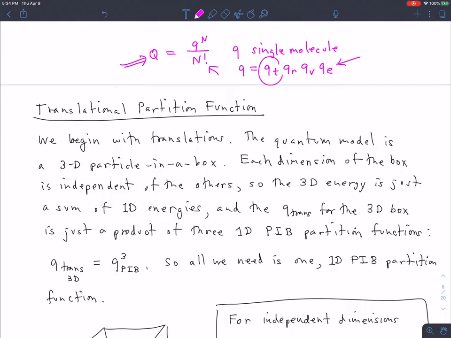And the first one we're going to talk about is the translational partition function, which accounts for the fact that molecules can run around in their box, and there are quantum states associated with running around in the box. It will turn out that the translational quantum states are the most important for statistical mechanics. They're not terribly important from a quantum point of view, but there's a lot of them. And that's what counts when you're doing statistics.